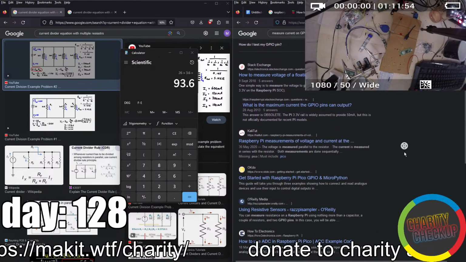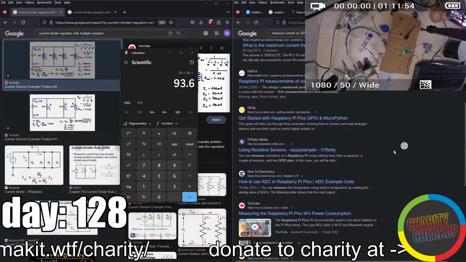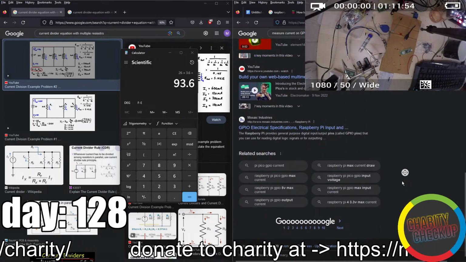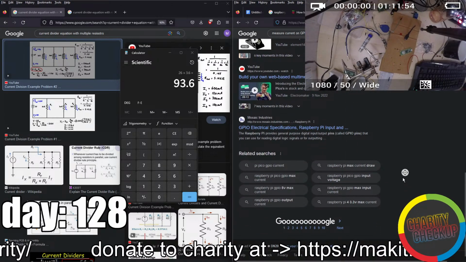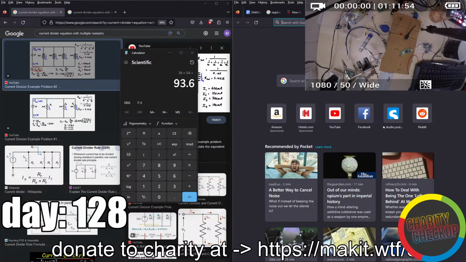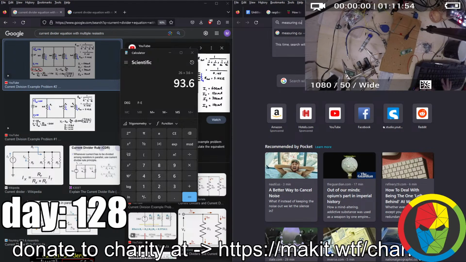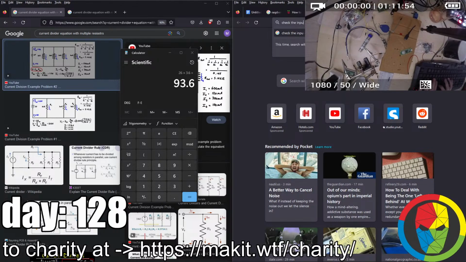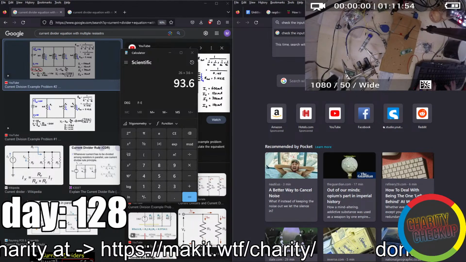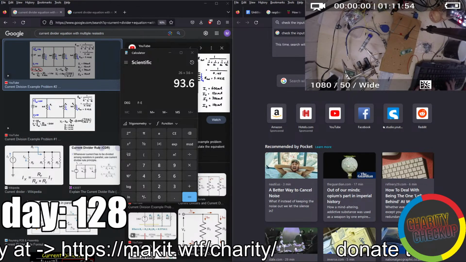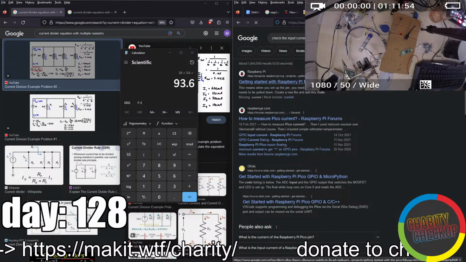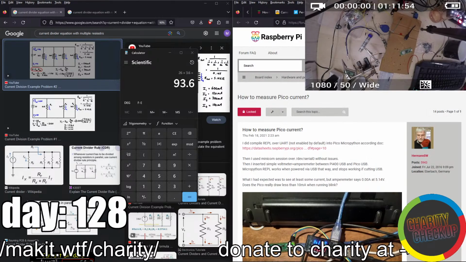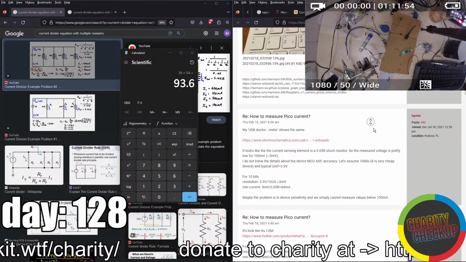That's not quite what I'm looking for. I'm about to Bing this. Honestly, I'm about to Bing this. Can you check the input current on Raspberry Pi Pico, maybe code? Maybe this will give it the right idea. Yeah, it must include current. Measure Pico current, that's the same thing, right? Yeah, it's about something else.